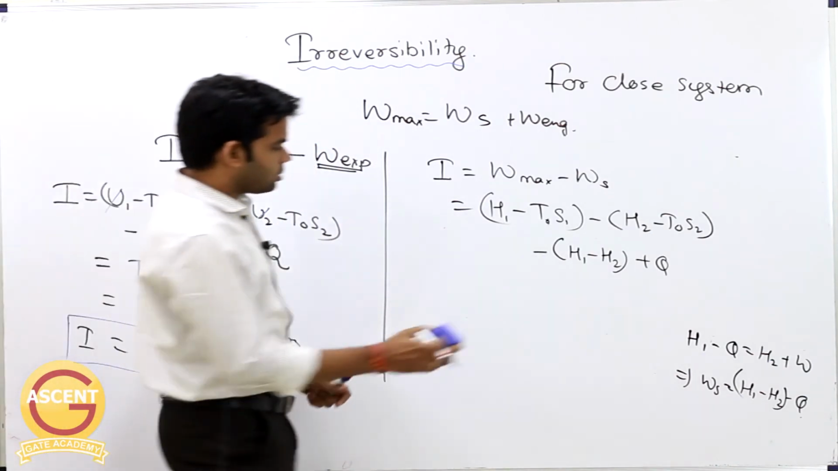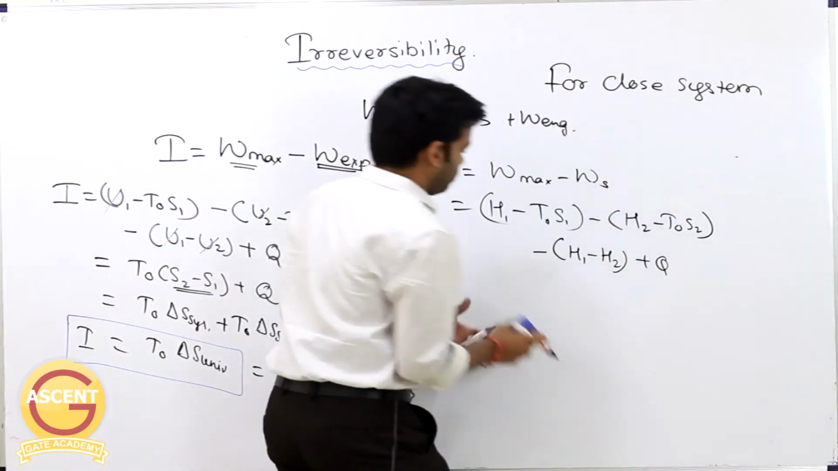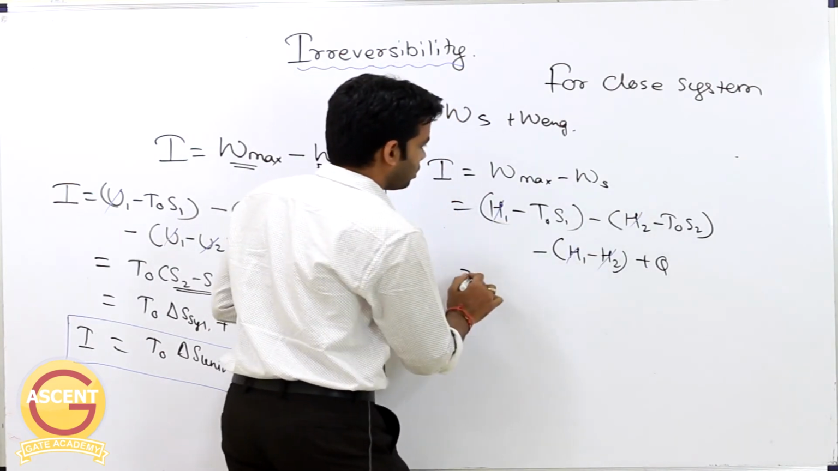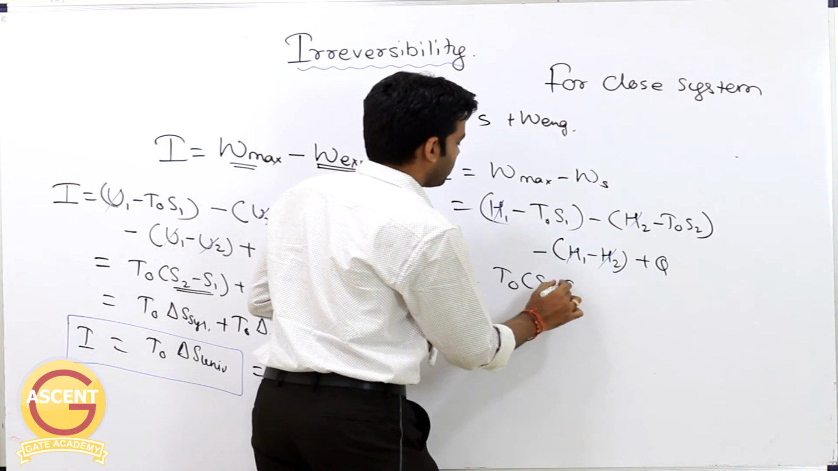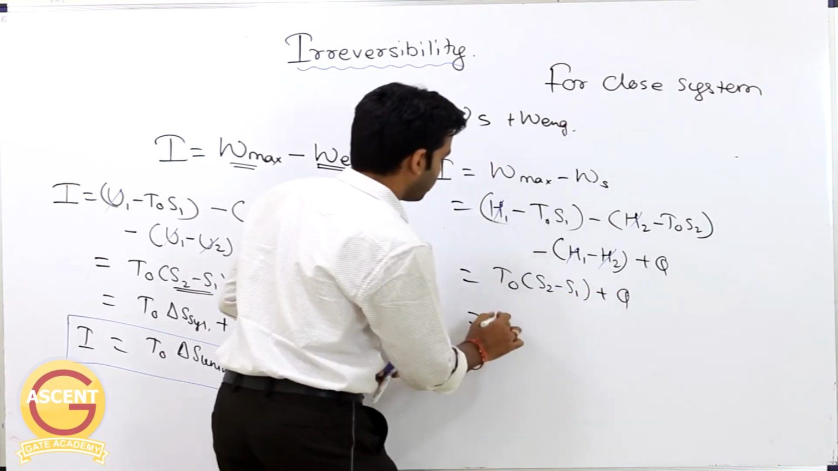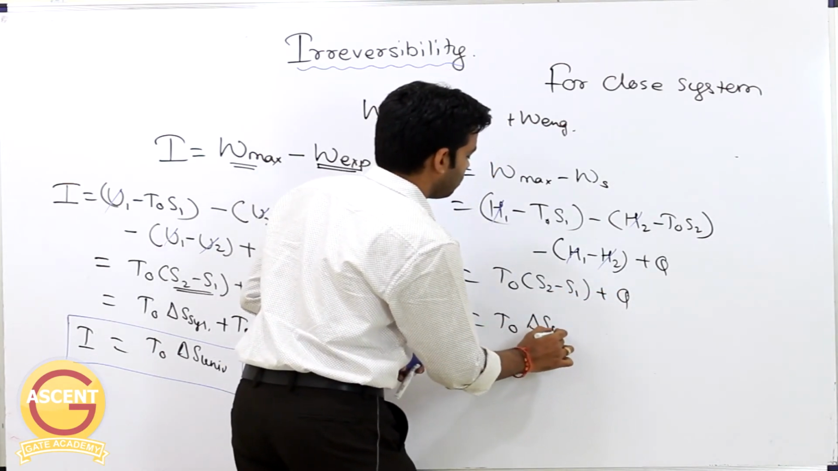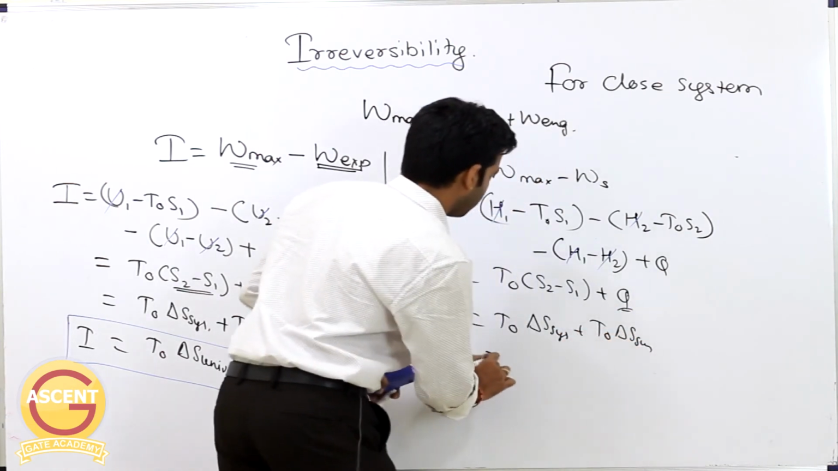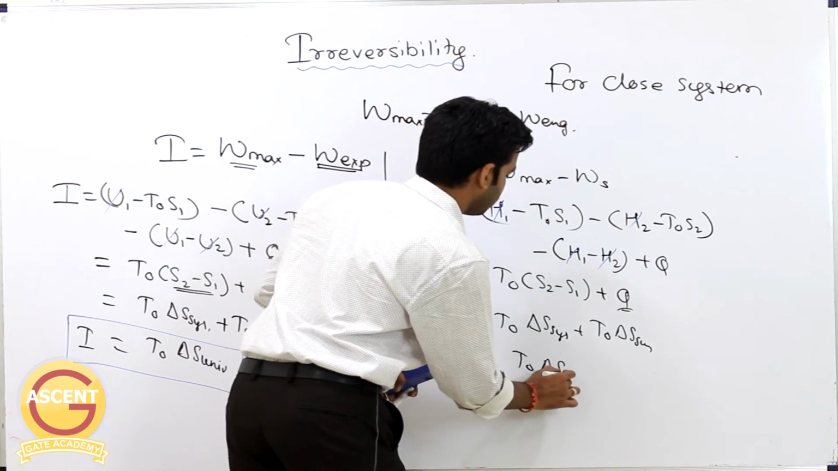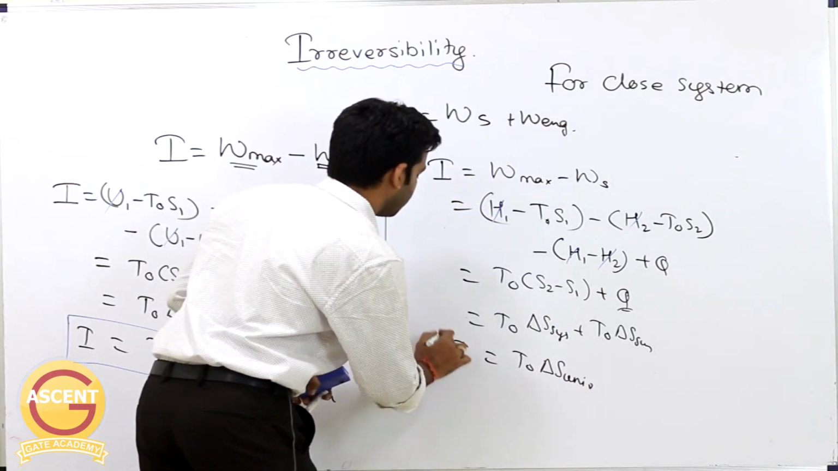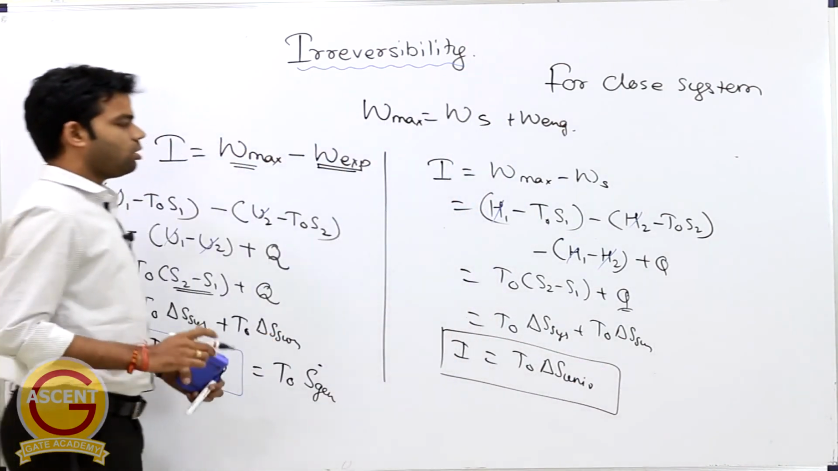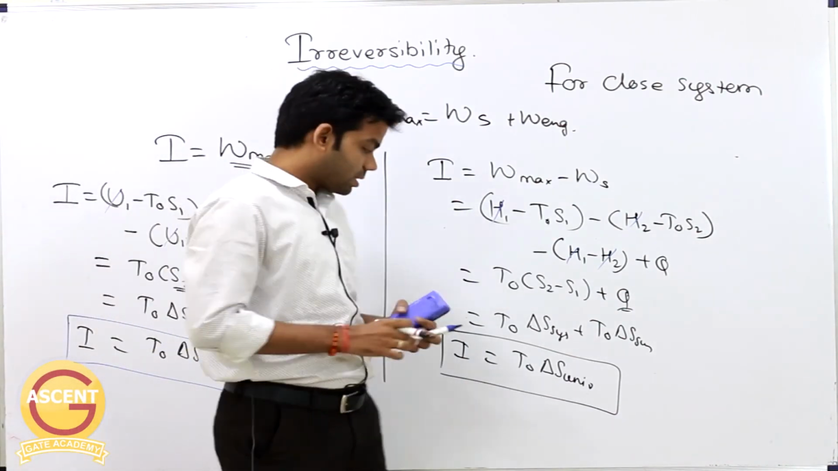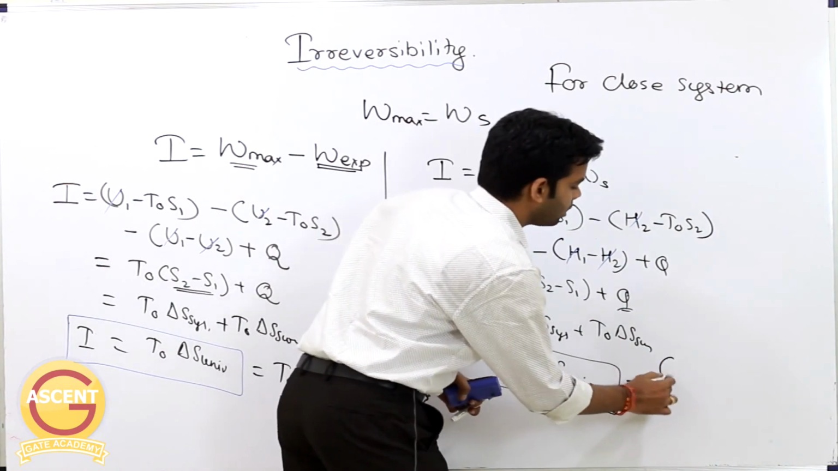Now just put the values. Just solve this. H1 minus H2 will be cancelled out, and you will get T naught into S2 minus S1 plus Q. Again you are getting T naught into del S system, and Q is nothing but T naught into del S surrounding, and you will get T naught into del S universe. So this irreversibility is nothing but T naught into del S universe, both for open system as well as for closed system. And this theorem is nothing but Gouy-Stodola theorem.